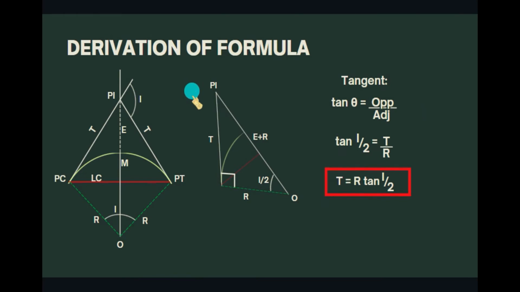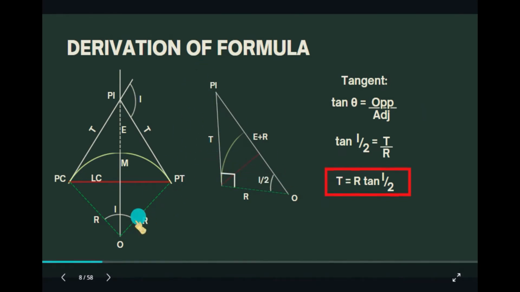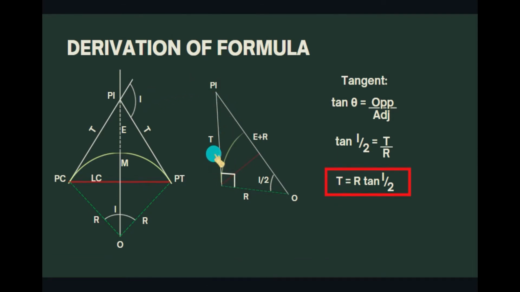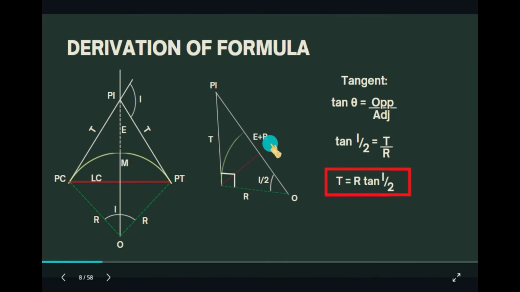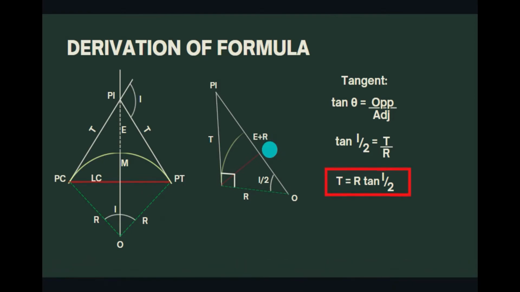So take note that there is a right triangle formed here in this area, in which the angle formed by the back tangent and the radius is 90 degrees. So the length from the PI to the center of the circle is equal to E plus the radius. The angle at this point is 1/2 of the central angle, which is I over 2, or 1/2 of the angle of the intersection.